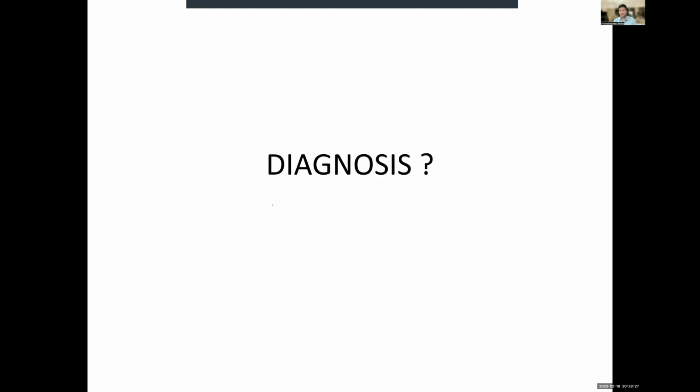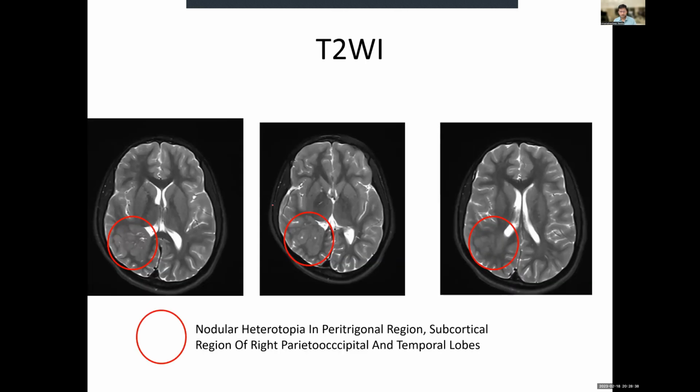Okay, so what is the diagnosis? This is an interesting case because there are multiple pathologies. Any one of them could have contributed to the seizures of this patient. Let us come to the first one. The first one you are seeing in the red circle is similar to the gray matter.